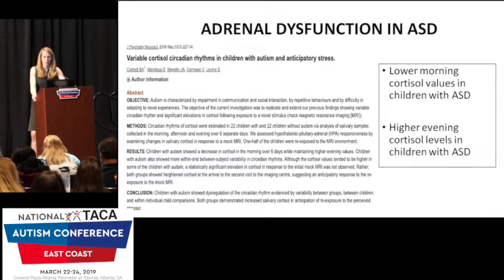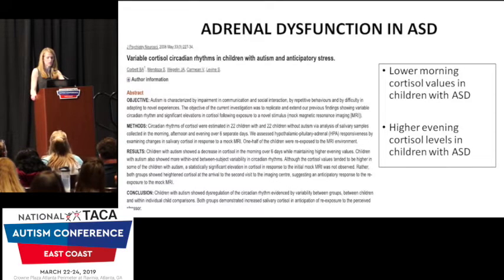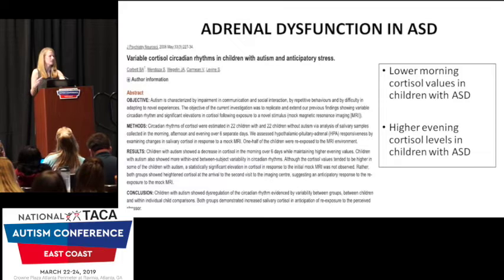And here, this kind of goes with what I had already mentioned, but children with ASD had lower morning levels of cortisol, when we would like to see high levels of cortisol. And then in the evening, they had higher levels of cortisol in comparison to the neurotypical children. But they also looked at stress here in regards to a mock MRI. What they found was that children with ASD did not secrete more cortisol in comparison to a neurotypical child in regards to having to go through a mock MRI. But when they brought that child back to that office, they then had more cortisol in regards to anticipatory stress.